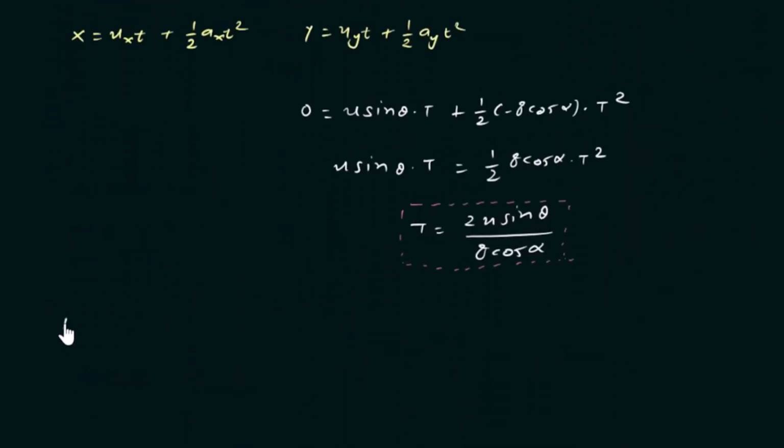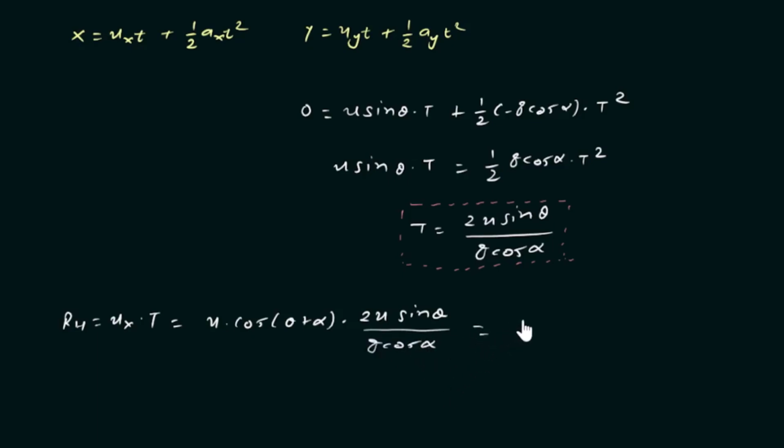What will be the horizontal range? RH is going to be ux into t. What is ux? Here it will be u cos theta plus alpha, because the total angle with respect to the horizontal is theta plus alpha, and time of flight is 2u sin theta divided by g cos alpha. So our range along the horizontal will be 2u square sin theta cos theta plus alpha divided by g cos alpha.